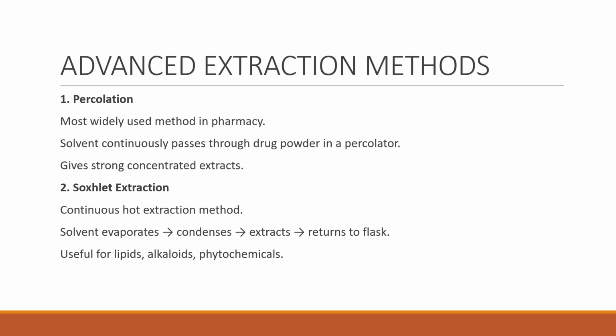Soxhlet extraction is a continuous hot extraction method. The solvent evaporates, condenses, extracts the drug, and returns to the flask. It is used for extracting lipids, alkaloids, and phytochemicals. This method is useful for large scale operation.